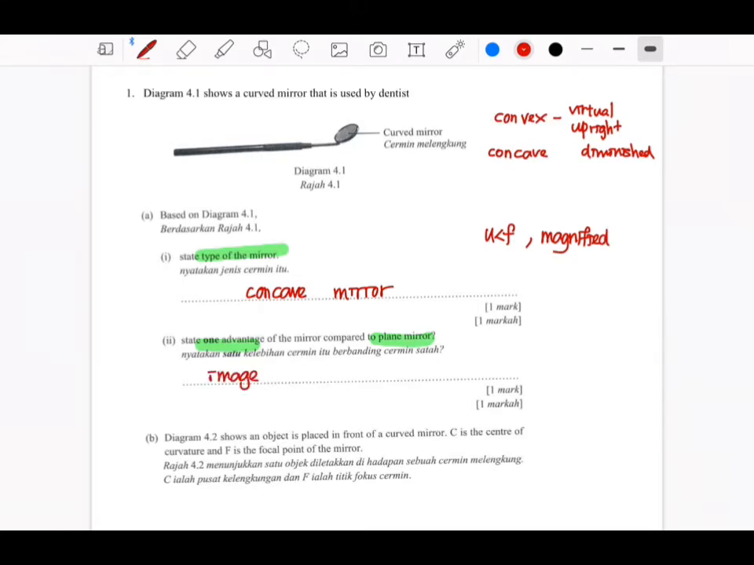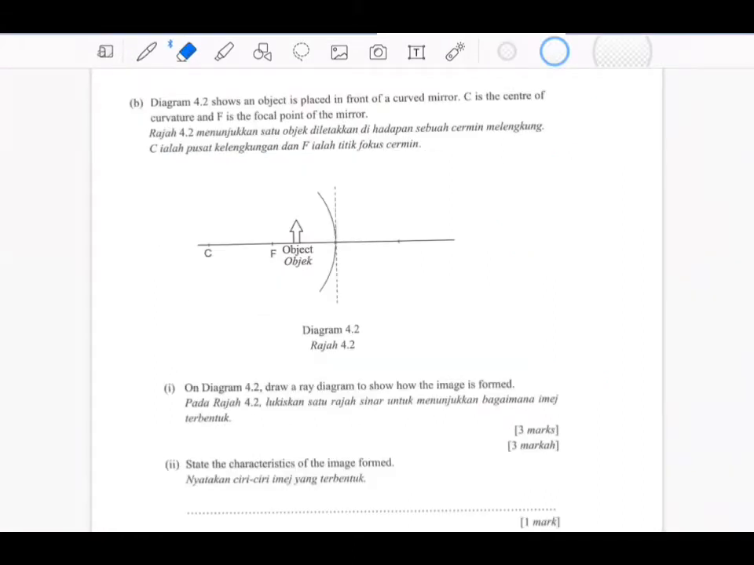So the image formed by concave mirror is larger. So part B is a ray diagram. So question part 1. Draw a ray diagram to show how the image forms. So for the ray diagram, we can draw 3 different rays.